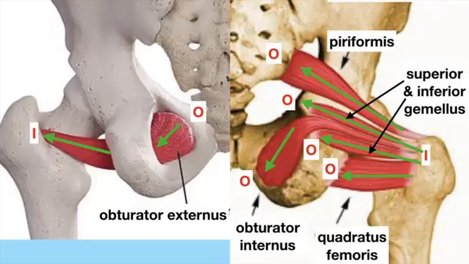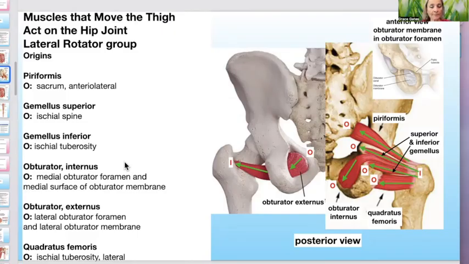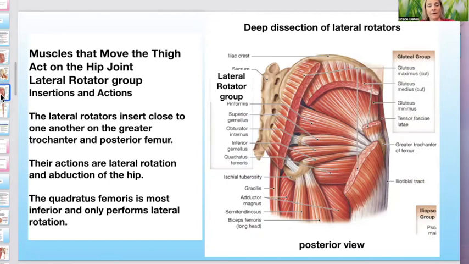This is difficult to visualize. I recommend looking at a skeleton and imagining where the muscle would run. The obturator externus, the origin is the lateral obturator foramen and lateral obturator membrane. And finally, the quadratus femoris, the origin is the ischial tuberosity, the lateral side. Okay, now on to the lateral rotator group insertions and actions.